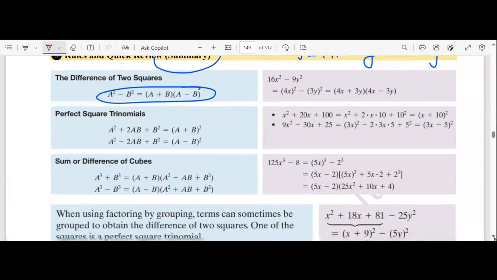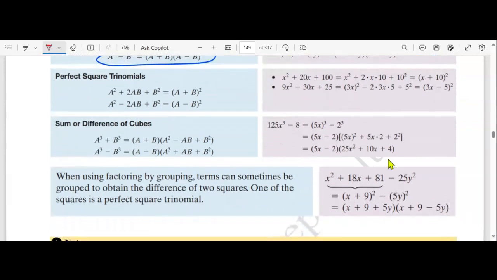Next one here, x squared plus 20x plus 100. We're going to apply perfect square trinomial because 100 is what? 10 squared, right? So we can say what? Who can tell me the first one? X. 10 squared is going to be what? 10 and 10, right? It's going to be plus.